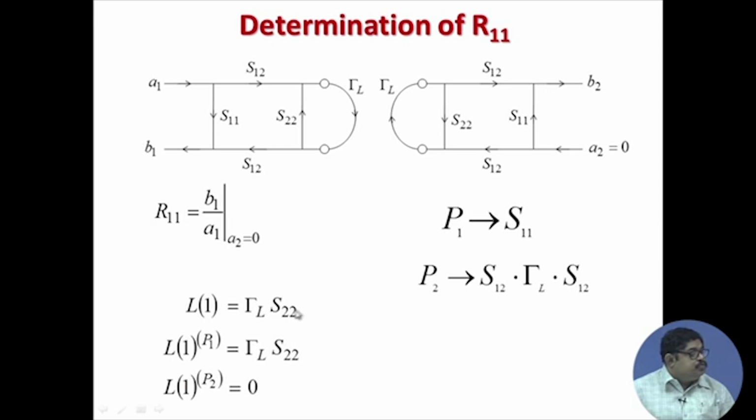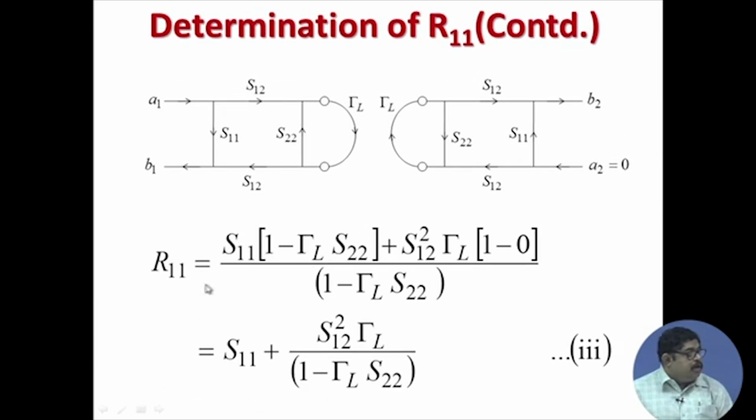So, gamma L S22 is the loop, and L1 P1, does it cut? S11 is this, the loop is this. They are not cutting. So, L1 P1 will be this L1 value. L1 P2, what is P2? This, but the loop is this. So, they are touching, that is why L1 P2 is 0. Now, with this you can put it in Mason's formula, R11 will be this, that will give you this equation, gamma 3.